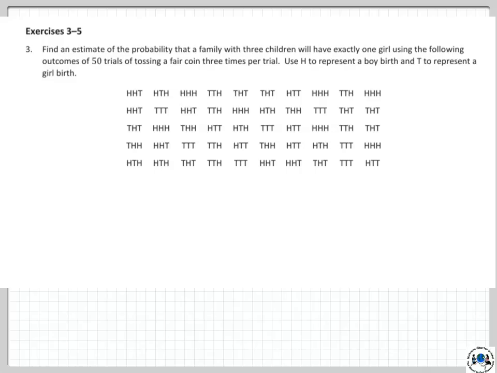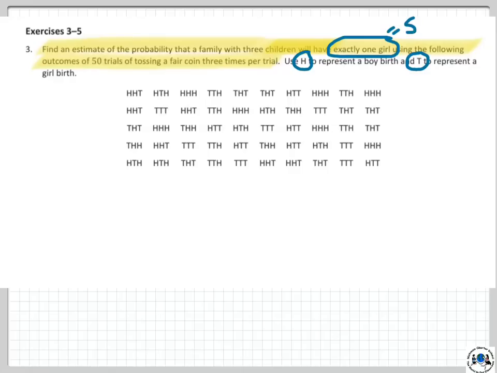So in number 3 here, I'm going to have you do this. Pause after I read this. Find an estimate of the probability that a family with 3 children will have exactly 1 girl, using the following outcomes of 50 trials of tossing a fair coin 3 times per trial. Like before, H is a boy birth, T is a girl birth. Our goal here is exactly 1 girl. Any trial that results in exactly 1 girl is going to be our success. The number of trials is 50 total. So go ahead and pause and do that, and then come on back.